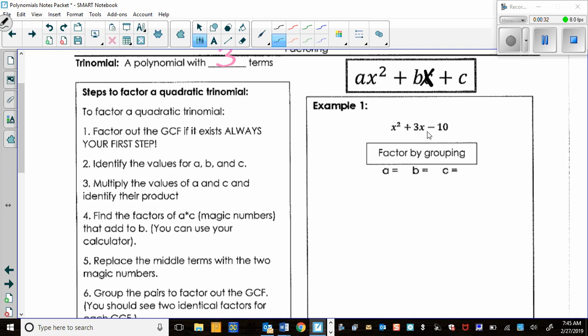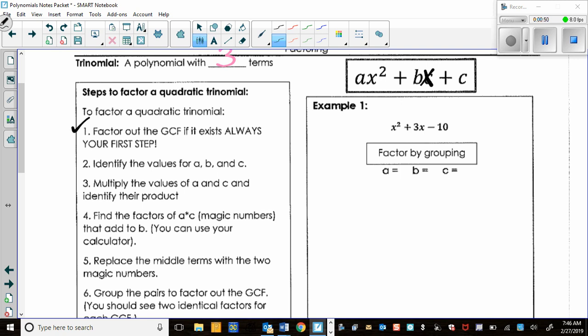So I want to look at these three terms and figure out, okay, do they have anything in common? And the answer is no, because these three are all prime. They don't have anything in common other than one. But I can't factor out a one. So I'm ready here to go. So I've done step one.